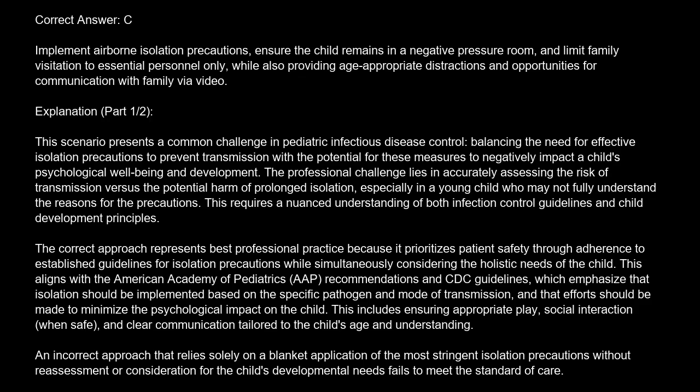Correct answer is C. Implement airborne isolation precautions. Ensure the child remains in a negative pressure room, and limit family visitation to essential personnel only, while also providing age-appropriate distractions and opportunities for communication with family via video. Explanation. This scenario presents a common challenge in pediatric infectious disease control, balancing the need for effective isolation precautions to prevent transmission with the potential for these measures to negatively impact a child's psychological well-being and development.